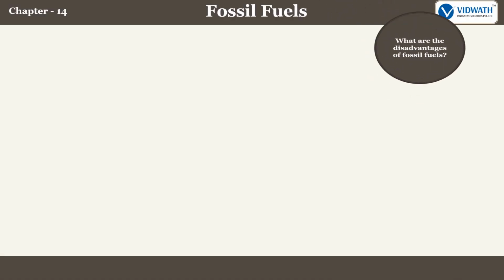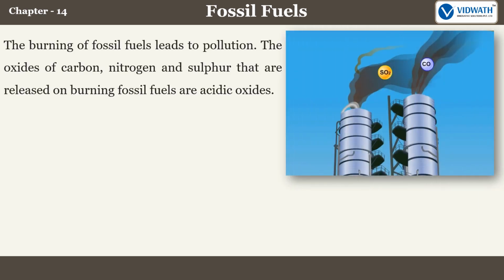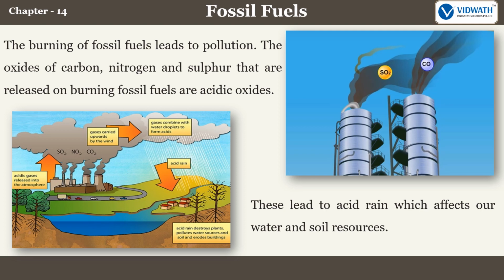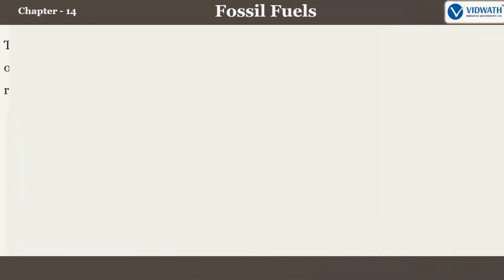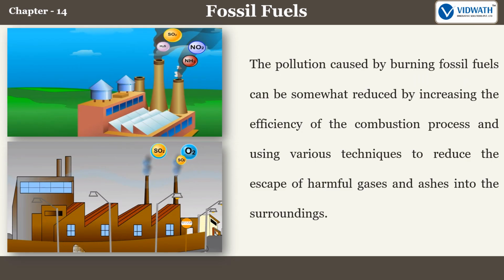Now, what are the disadvantages of fossil fuels? Well, the burning of fossil fuels leads to pollution. The oxides of carbon, nitrogen, and sulfur that are released on burning fossil fuels are acidic oxides. These lead to acid rain, which affects our water and soil resources. So, the next question is, how do we reduce the pollution caused by burning fossil fuels? Well, the pollution can be somewhat reduced by increasing the efficiency of the combustion process and using various techniques to reduce the escape of harmful gases and ashes into the surroundings.